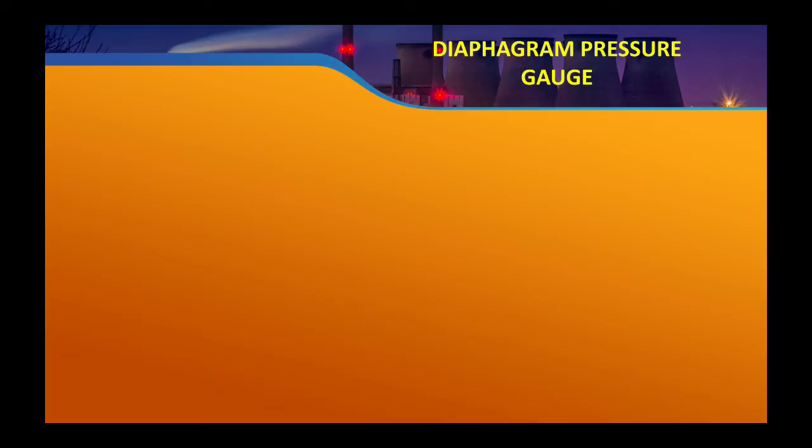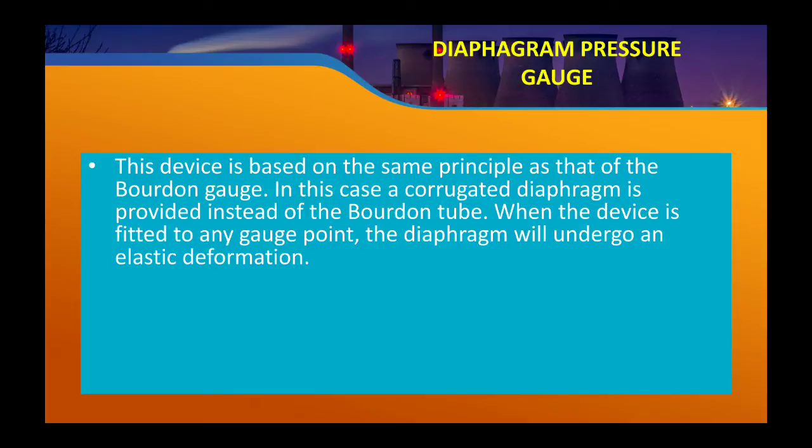Now, the diaphragm pressure gauge. This is another type of pressure measurement device. It is based on the same principle as that of a Bourdon gauge. In this case, a corrugated diaphragm is provided instead of the Bourdon tube. So the Bourdon tube is not used; it is omitted and replaced by a corrugated diaphragm.